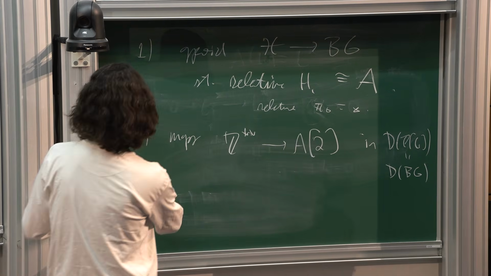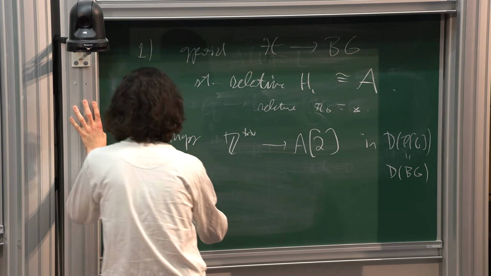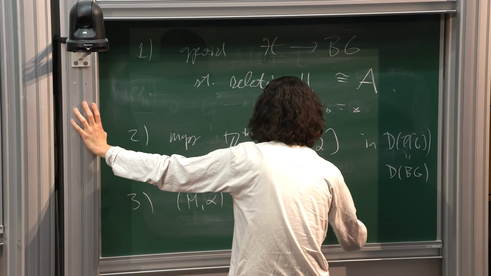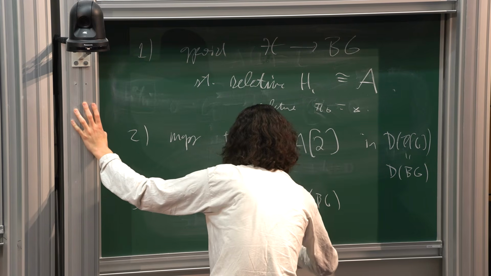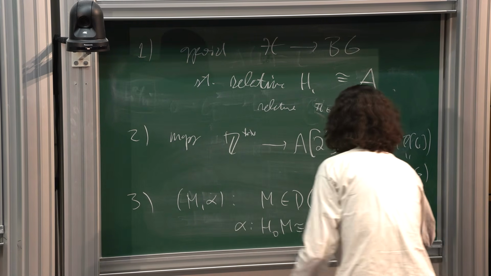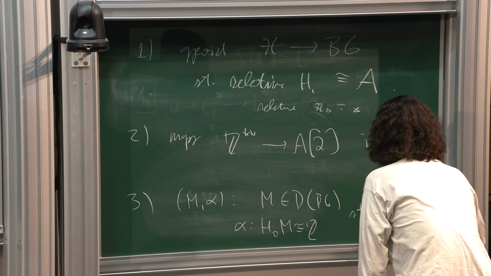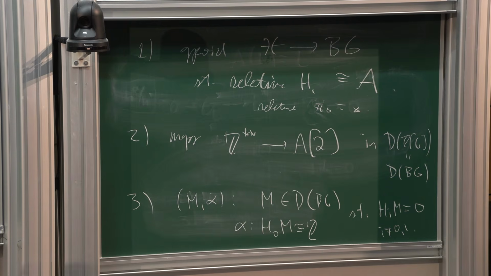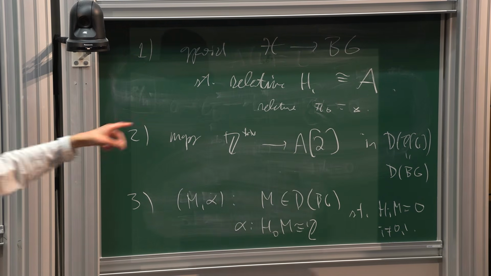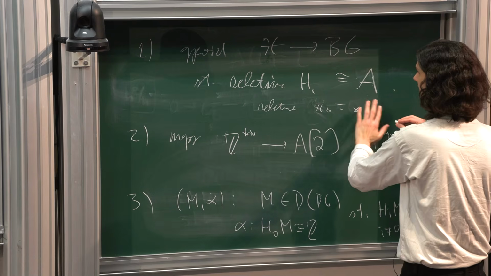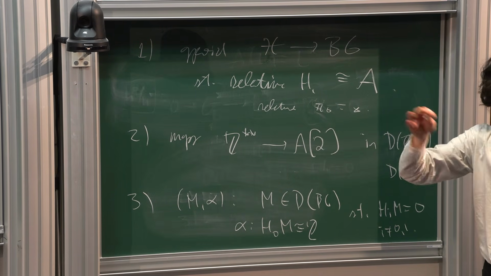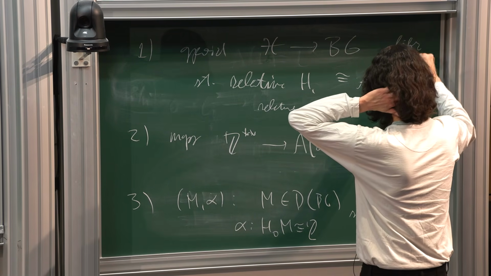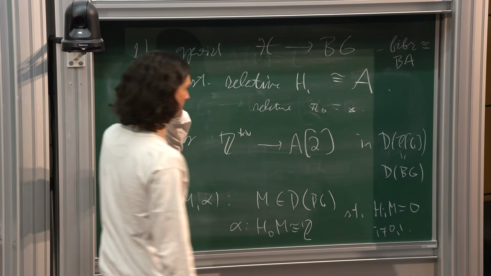And then the third will be pairs M, alpha, where M is now an object in D of BG, and alpha is an isomorphism from H0 of M to Z, such that Hi of M equals 0 for i different from 0, 1. In one, don't you want to assume fibers are BA? Sorry? Yes, I do, you're right. Thank you. Otherwise you could have some non-abelian group. So the fiber should be non-canonically isomorphic to some BA.